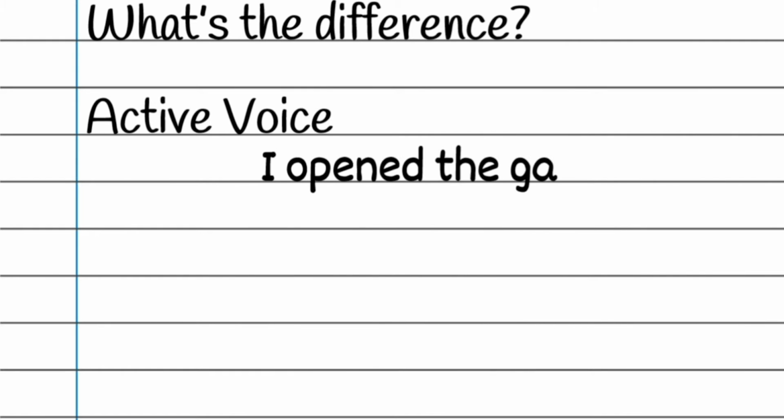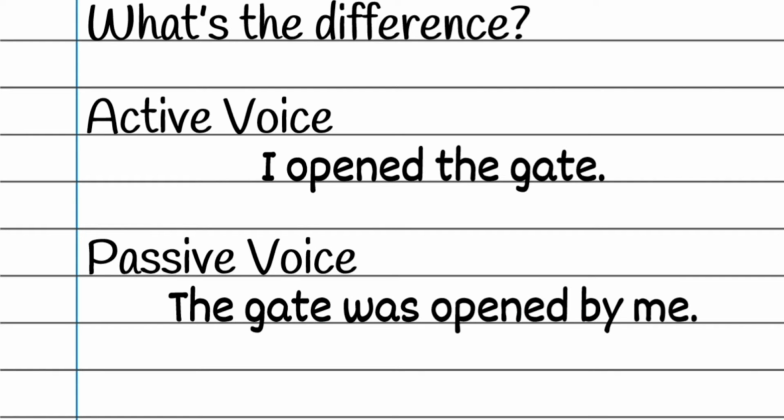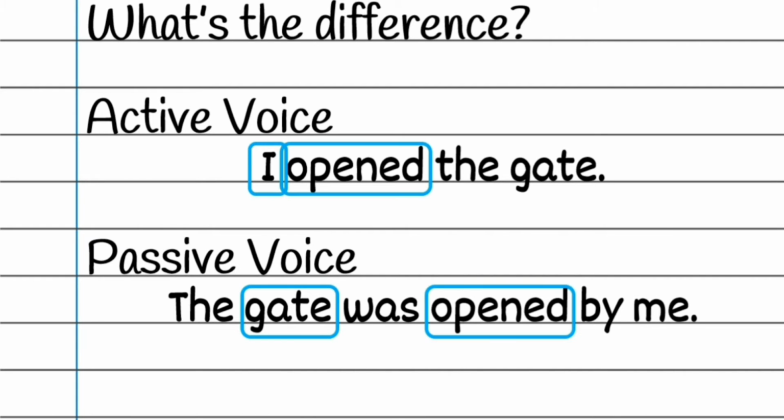So in your active voice, you had I opened the gate. In the passive voice, you've got the gate was opened by me. So you've got your subject, which is I, and the gate, which comes before your verb, which is opened in both of the sentences. So looking specifically at the active voice sentence, I is your subject. It's the noun that comes before your verb. I is doing the action of opening something. I is opening. I is doing the verb in that sentence.